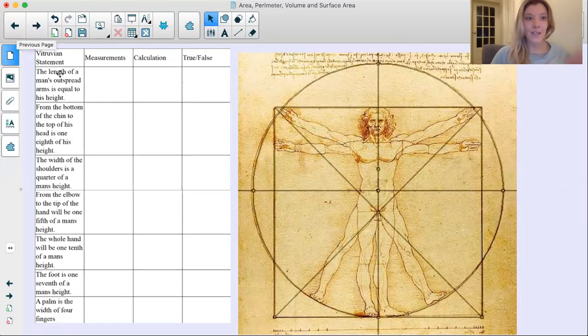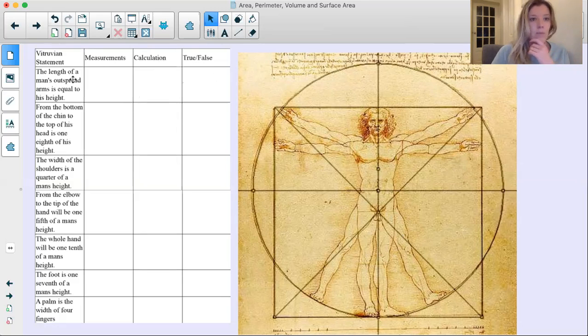Once you've done that, you will be moving on to this. Now, this is probably the main section of your lesson. So we have given you some Vitruvian statements, okay? And I've presented this as a table, but for you guys, you're going to see each question as a Google form. And you need to work out the measurements of the Vitruvian man. So you're going to need to measure yourself in centimetres. You're going to need to work out your calculation and then write true or false, depending on what your findings are.